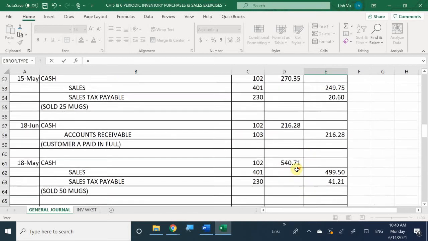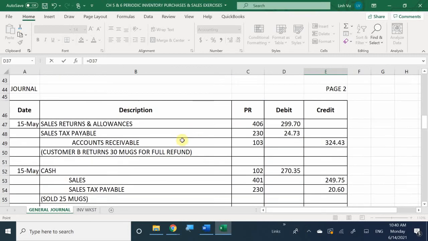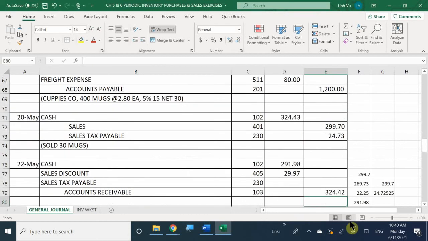So let's take a look at my account here. When I charged him originally for the 60 mugs, I had a total of $648.85. Then we returned half of those mugs back. So that right there is already settled. Therefore, he owes me right now $324.42. Okay?